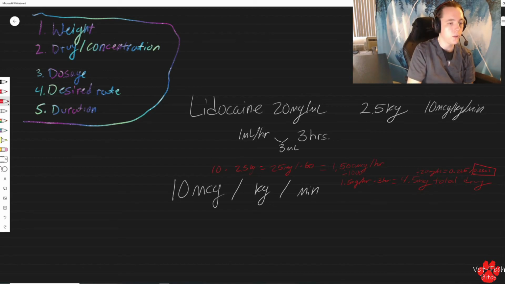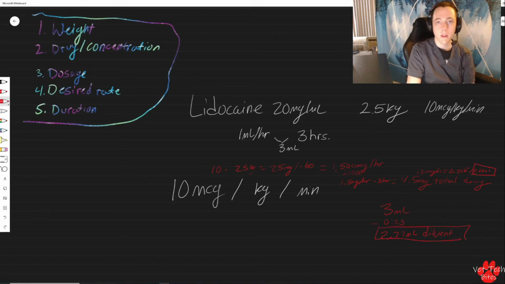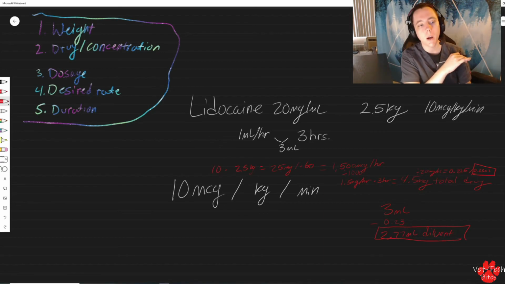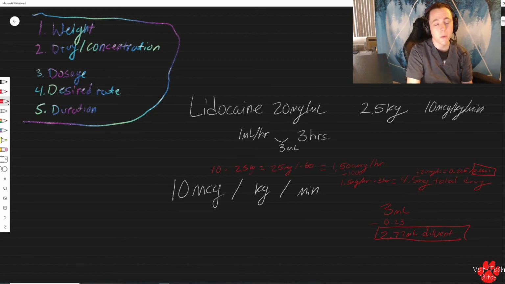So all we have left to do is do 3 mLs, which is our total volume for the CRI, minus 0.23, which is going to give us 2.77 mLs of diluent. So that's our answer. We add 0.23 mLs of lidocaine to 2.77 mLs of diluent to get a total of 3 mLs, which you give at 1 mL an hour to get a total of 10 mics per kg per minute of lidocaine for our patient. And that pretty much sums it up.